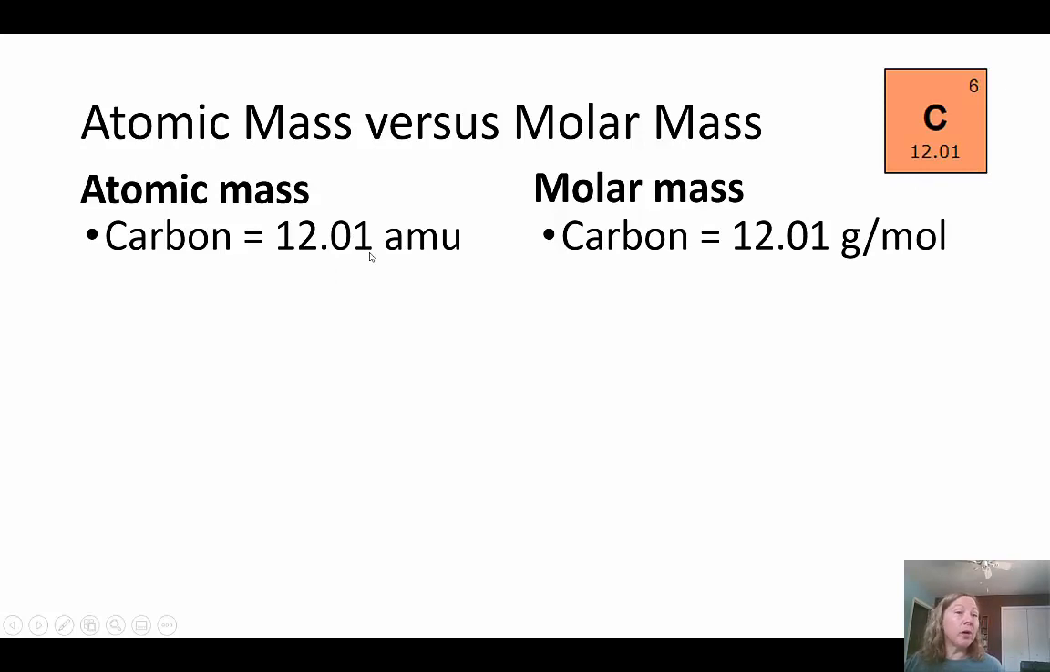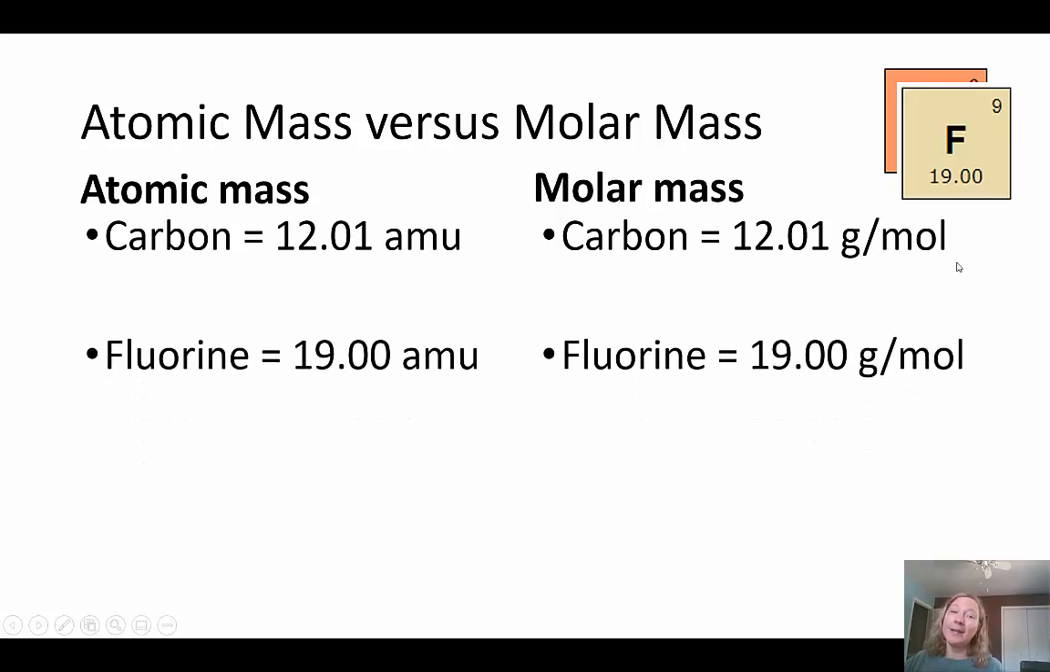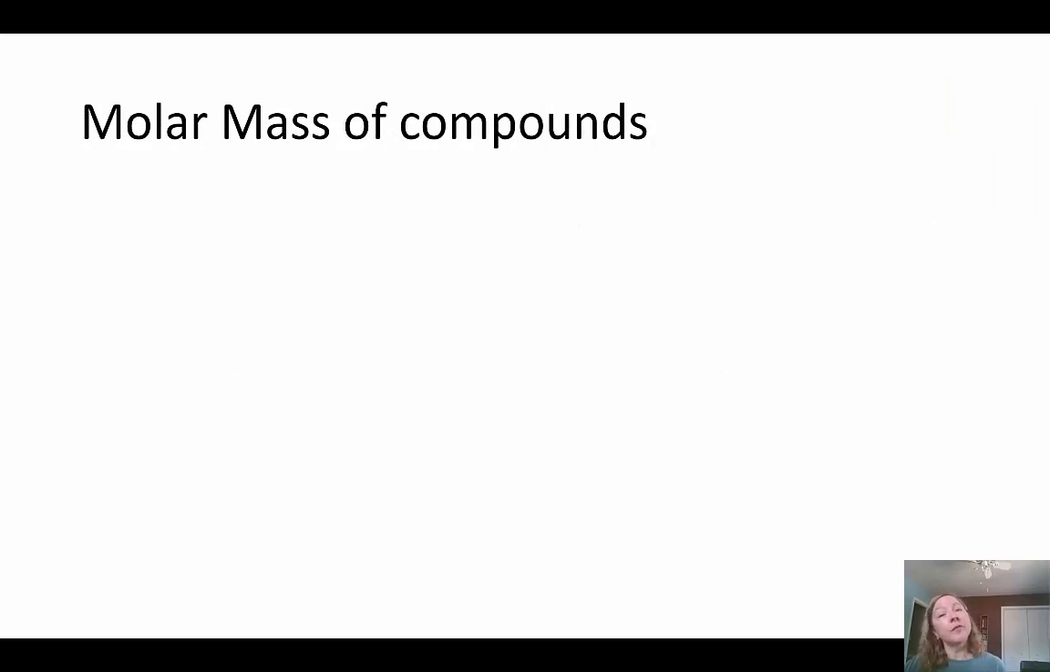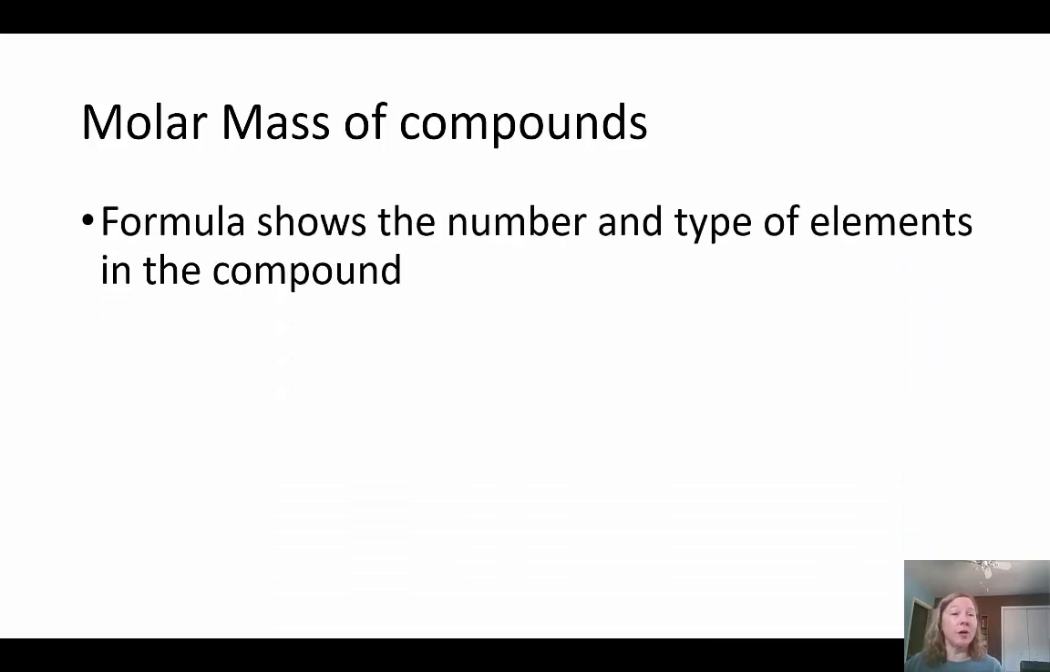Carbon is 12.01 AMU. It's also 12.01 grams per mole. Fluorine, 19.00 AMU, 19.00 grams per mole. Sodium, 22.99 AMU, 22.99 grams per mole. You get the idea. Very simple. And that works perfectly for elements. We do, however, have to work with compounds as well. Simple also, but we're going to have to put the elements together when we're working with the compound.